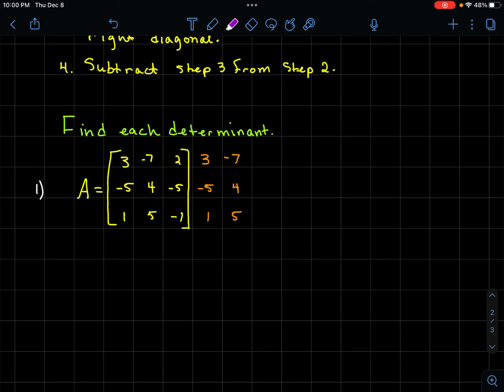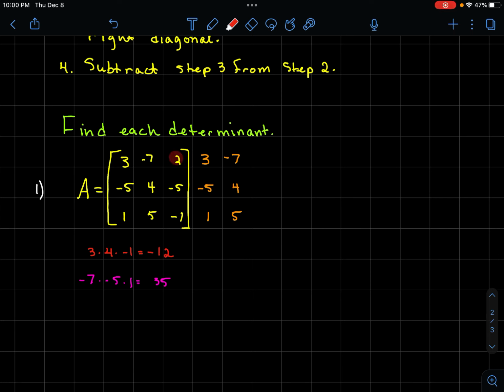Now we can do step 2, which says let's multiply all of the left diagonals here. So we'll go ahead and take 3 times 4 times -1, and come up with this product. So that will give us -12. And then we're going to come in and do this again. So instead of starting at 3, we're going to jump over to the next number, -7, and we're going to take -7 times -5 times 1, get its product, which is 35.